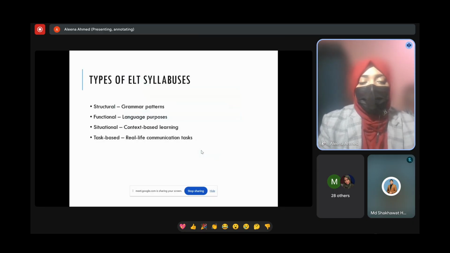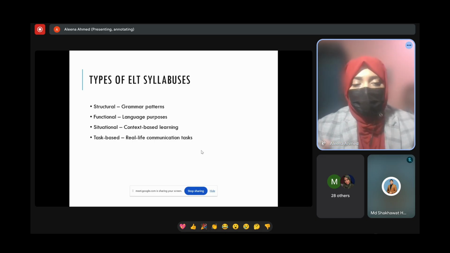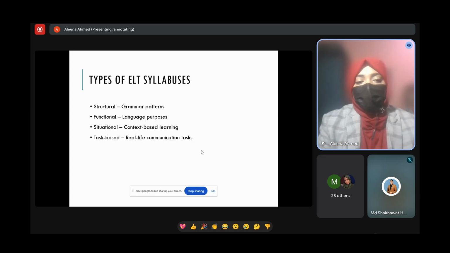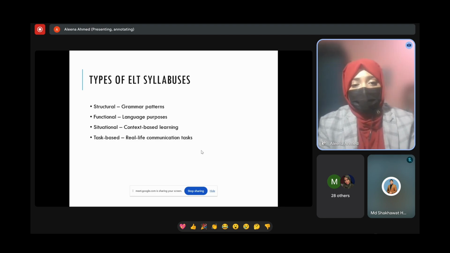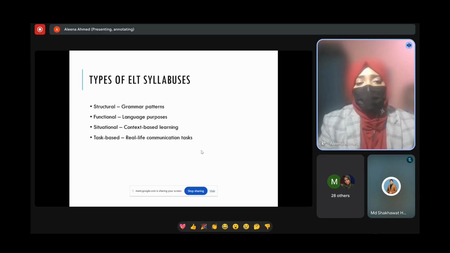So similarly, now syllabus will define further how we are going to teach this particular topic. And there are different types of syllabuses, like structural and functional, situational and task-based. And I have just written a few word definitions for it.